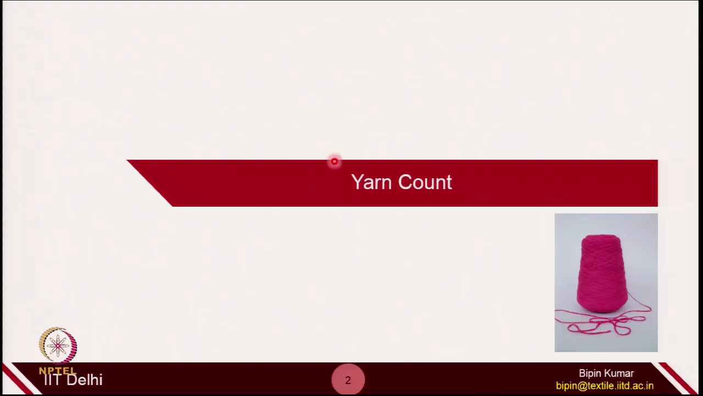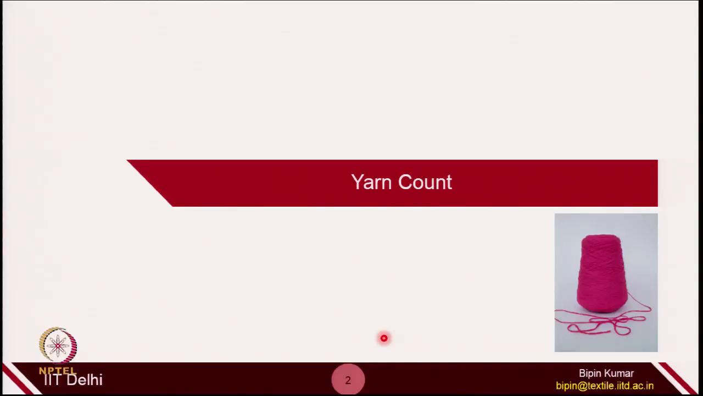First thing we need to understand is yarn count. I know many of you who have done courses related to textiles might know this word, count. Count is nothing but we determine the linear density of the yarn. It is a way to represent the mass per unit length of the yarn.